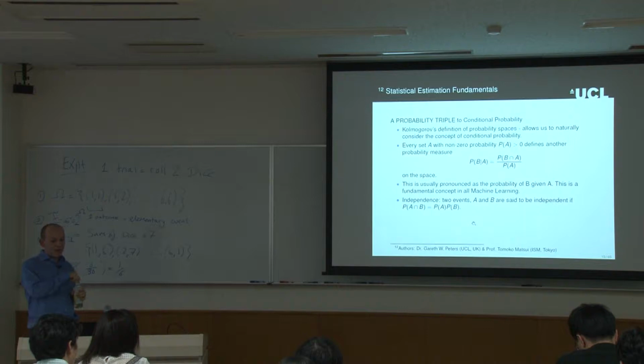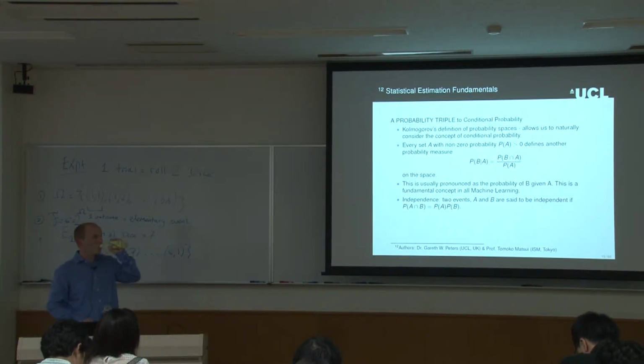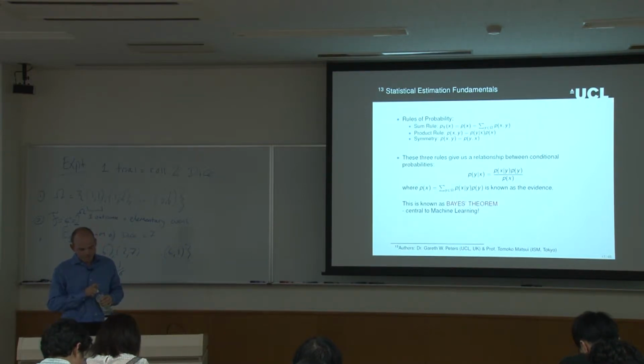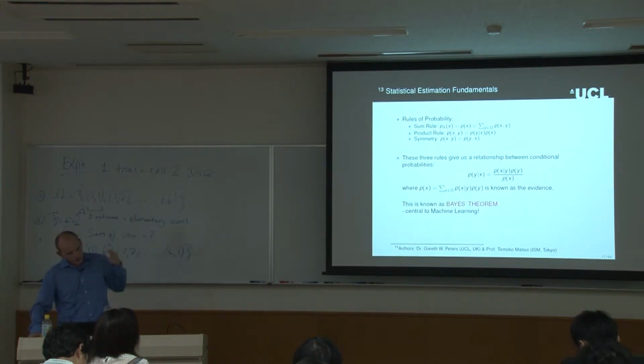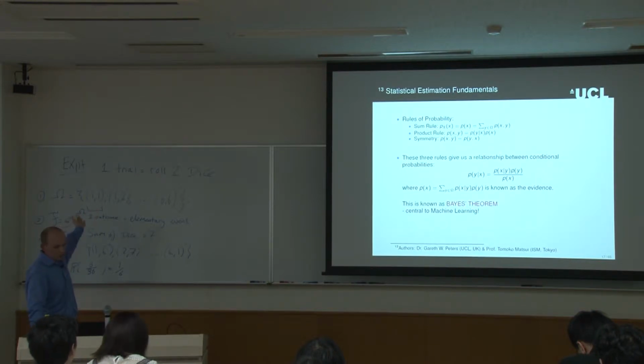So if we have two events which are independent, you can see that the probability of the intersection is simply the multiplication of the two probabilities. So we have three rules of probability here, the first being the sum rule. The probability of X is equal to the sum over Y, where Y is a member of this sample space omega.